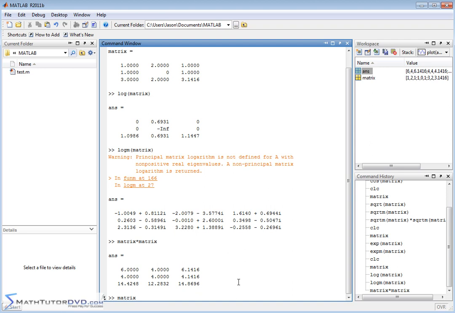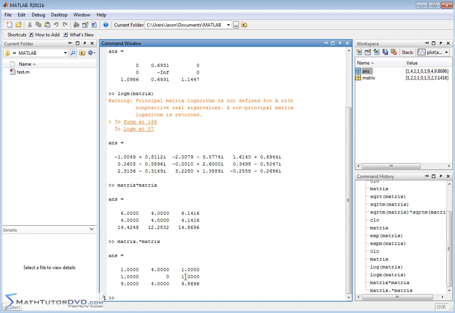But if you want element by element, you have to specify with the dot command that you want element by element, and you get a different answer if you do it that way, because multiplying element by element is totally different than the regular definition for matrix multiplication. Similar kind of thing with some of these built-in functions. It applies them element by element if you just use the regular function, but if you want the real definition, you have to put that m at the end there.